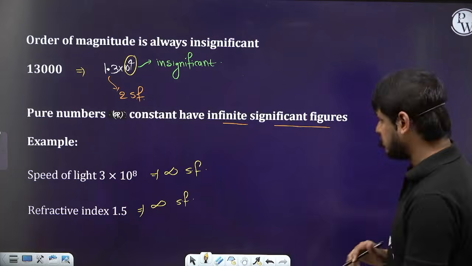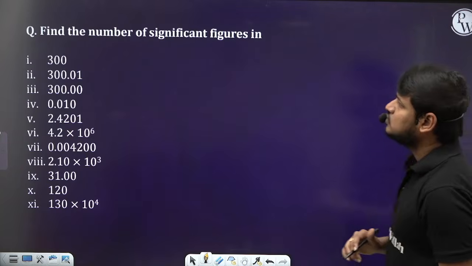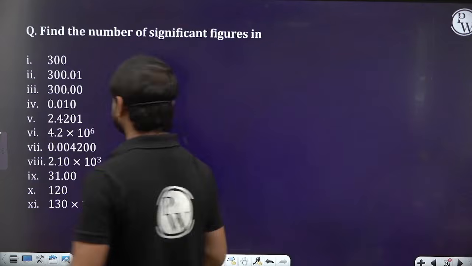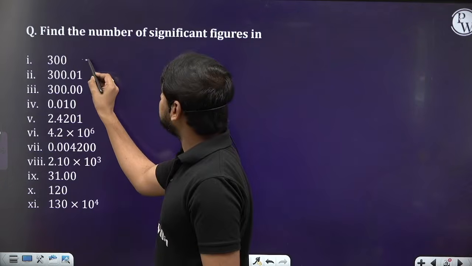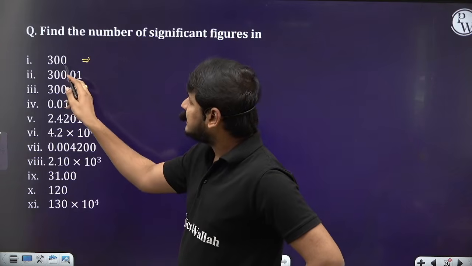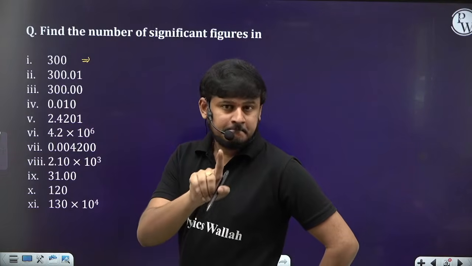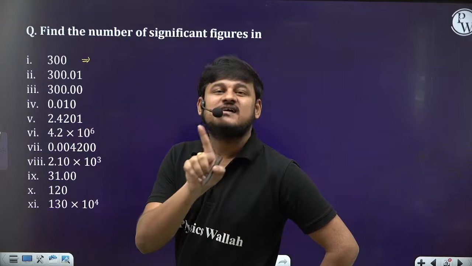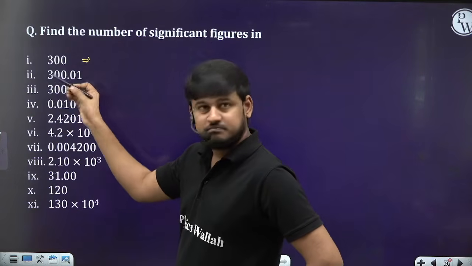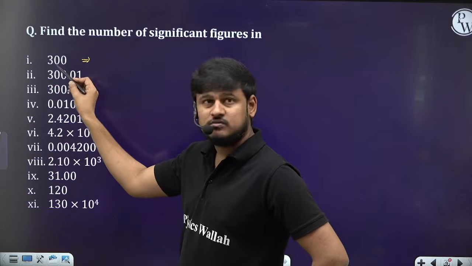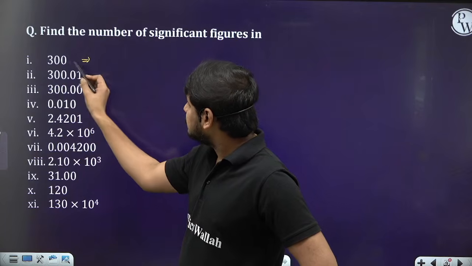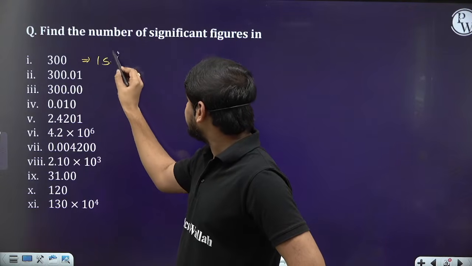Done? So let's move further. Let's do some questions so that you will get the idea. Pause the video and try along with me. So 300. How many significant figures are there in this? The ending zeros are insignificant before the decimal, that is, if there is no decimal term, the ending zeros are insignificant. So only one significant figure.